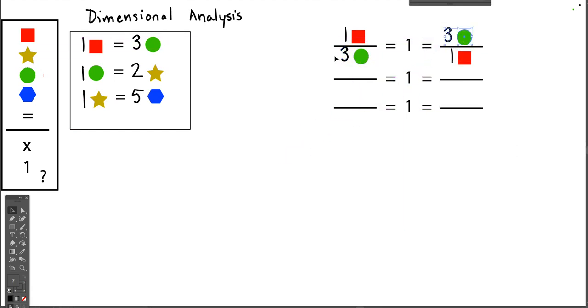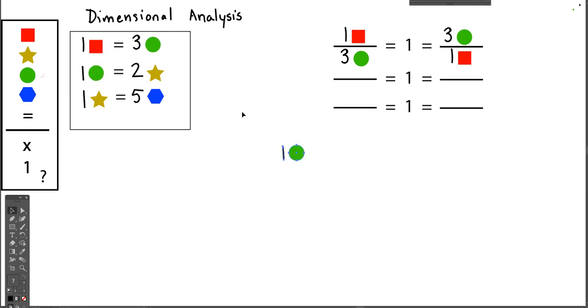So these are both correct. These are both accurate conversion factors. Okay, 1 red square divided by 3 green circles does equal 1. It equals 1 because we set it equal to 1 here, right? We said that these things are equal. So let's do the same thing now.